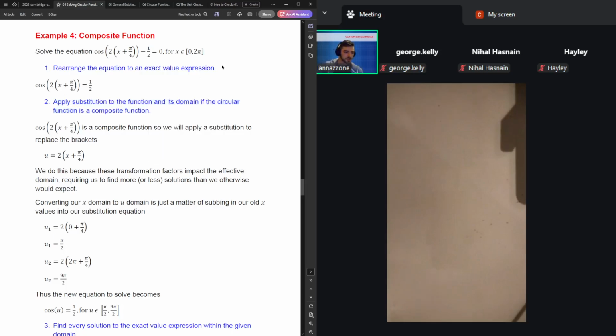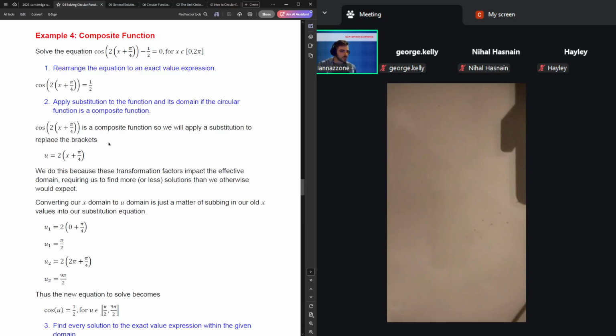Step 2 says we're going to apply a substitution to the function and the domain if we have a composite function. So as I said before, composite function just means anything other than x inside the brackets. The substitution that we apply is whatever's in the brackets. So if 2 bracket x plus pi over 4 is what's in the brackets, that's what we're going to do our substitution as. I'm going to use u, you use whatever letter you want, that's fine.